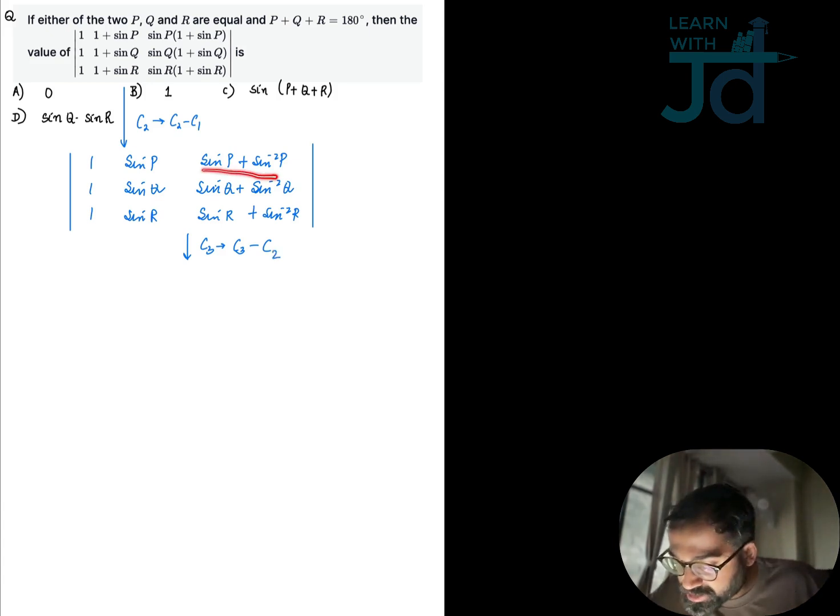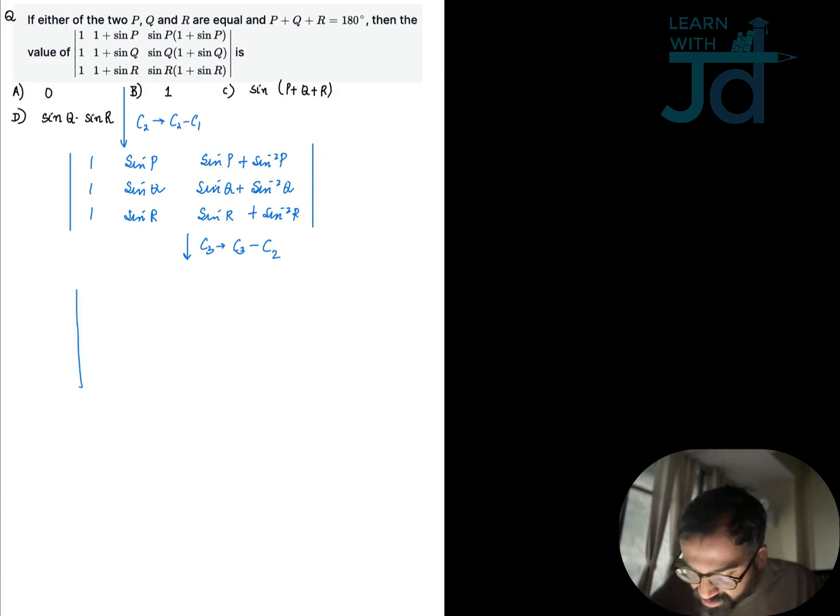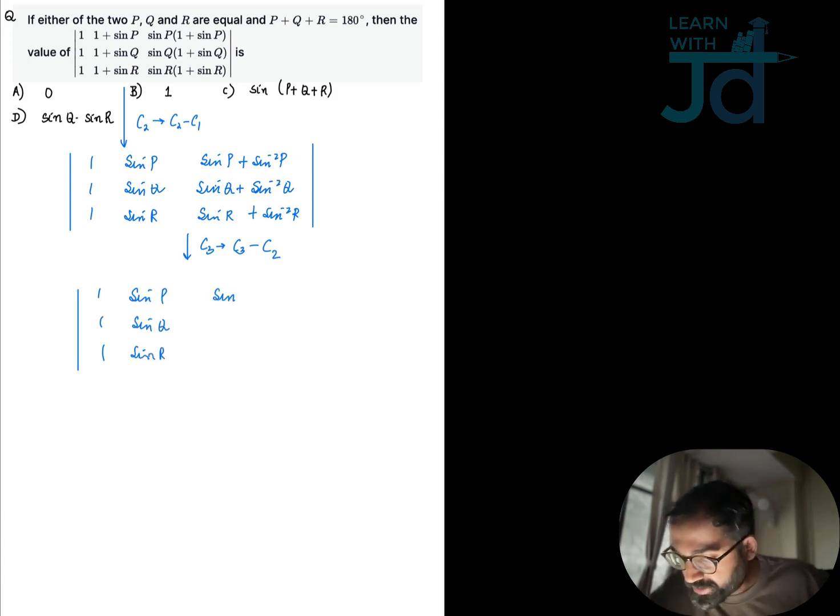So see, if I subtract this minus sin p, what happens? This sin p cancels. Same with this sin q and minus sin r, which is column 2. So we are basically doing the c3 minus c2 operation here. Got it? So you'll only get sin square q, sin square r, sin square p. Now after this transformation, the determinant will look something like this: sin q, sin r, sin square p, sin square q, and sin square r.